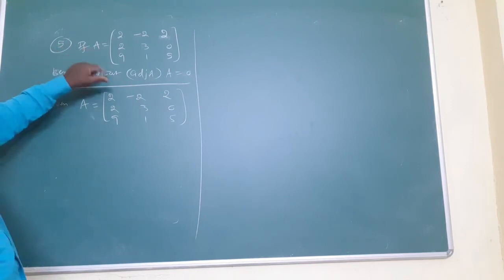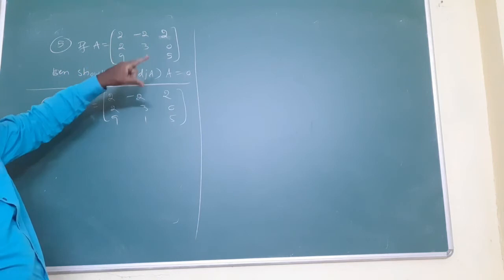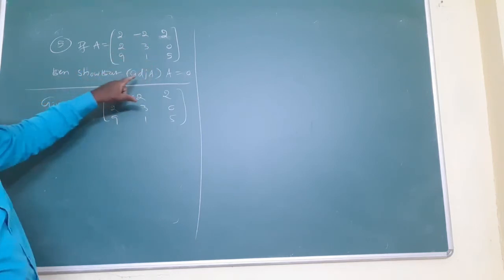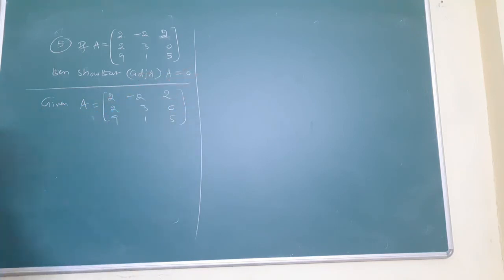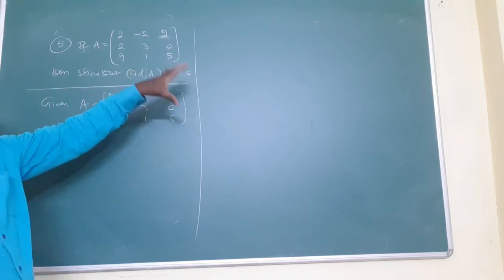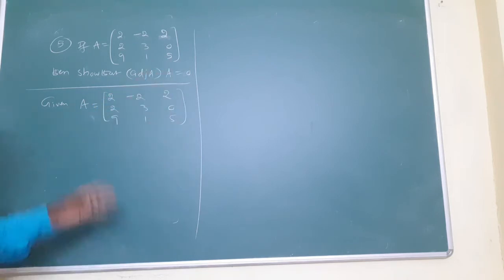Fifth question. If A is equal to the matrix 2, minus 2, 2, 2, 3, 0, 9, 1, 5, then show that adj A into A is equal to 0. Now this is a given matrix. First find adj A, afterwards multiply adj with A, we get all elements 0. We get the answer as clearly given.